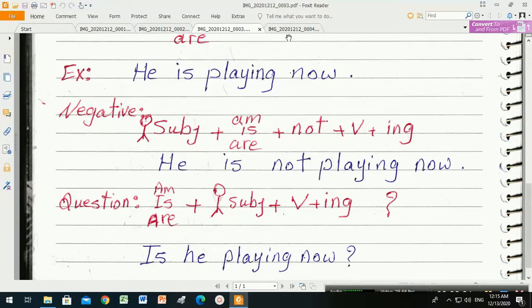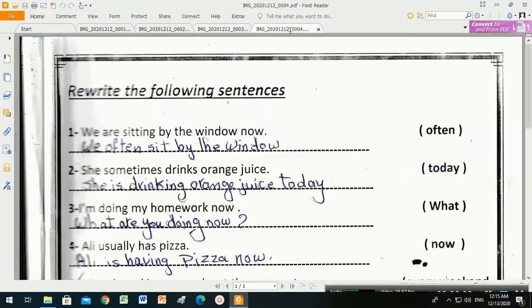Okay. Let's take some exercises for the present simple and present continuous. Here, number 1. We are sitting by the window now. We are sitting by the window now. And here between brackets, often. So, which tense is this sentence? Here's now, so this sentence is in present continuous, okay?